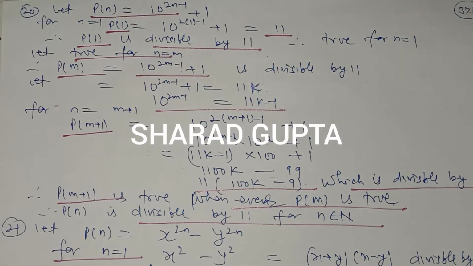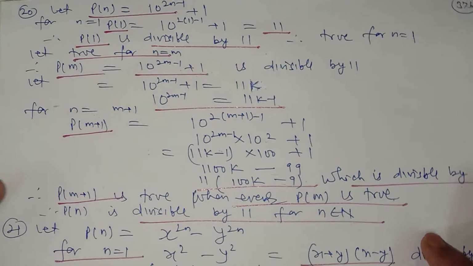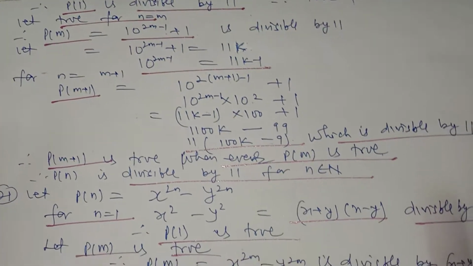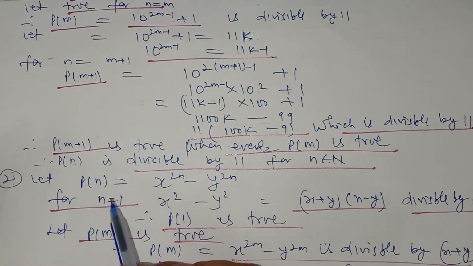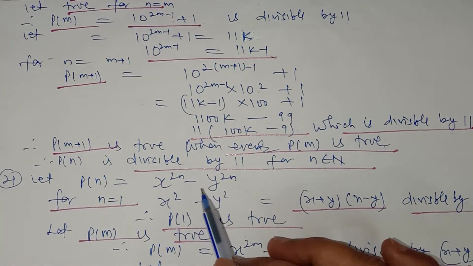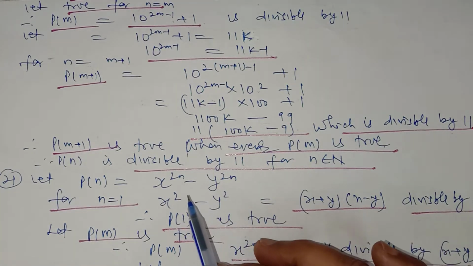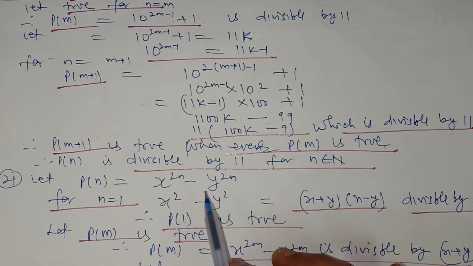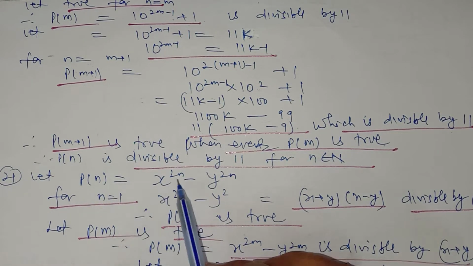This is lecture number 6 for the chapter PMI, Principle of Mathematical Induction, for class 11, and we are starting with question number 21. The statement is x raised to power 2n minus y raised to power 2n, and you have to prove that it is divisible by x plus y. So let it equal Pn.